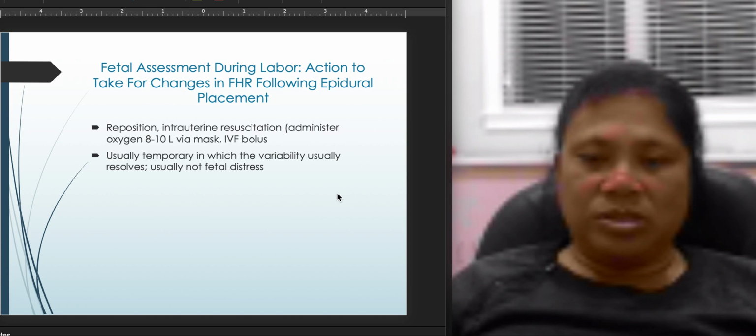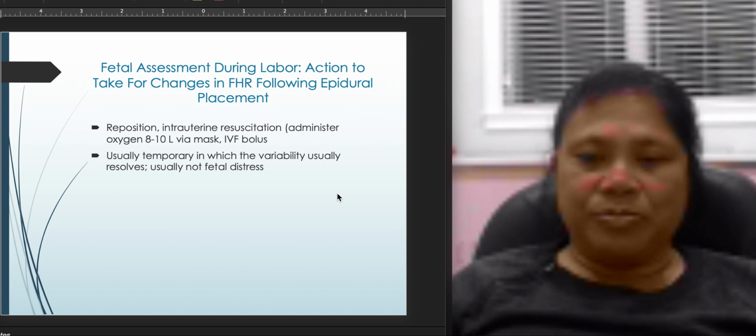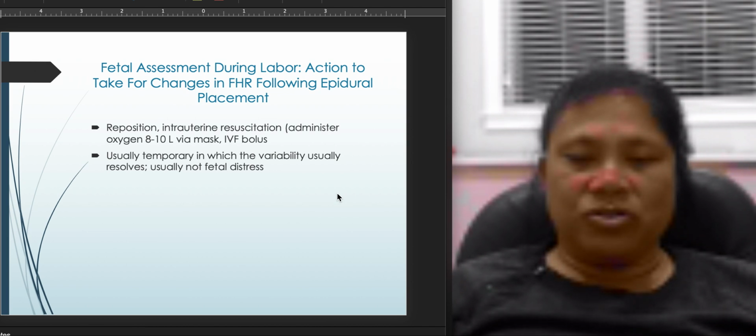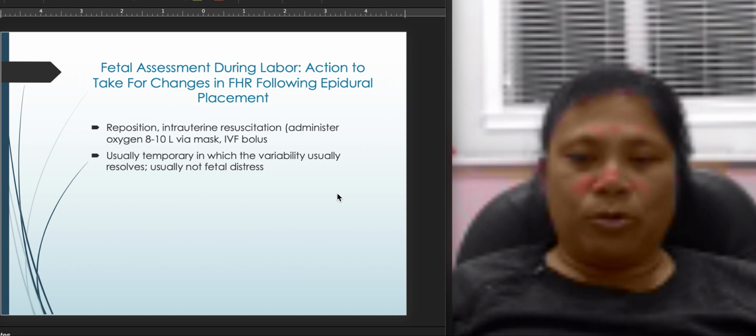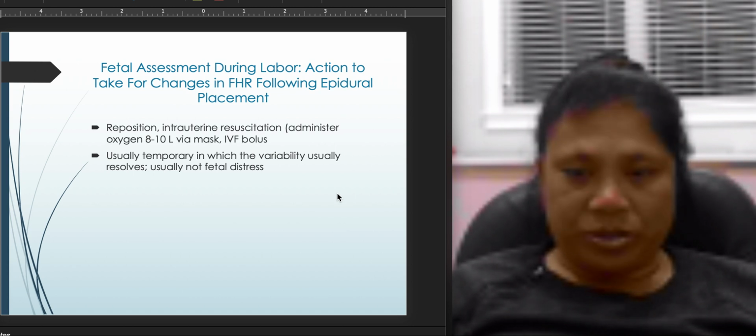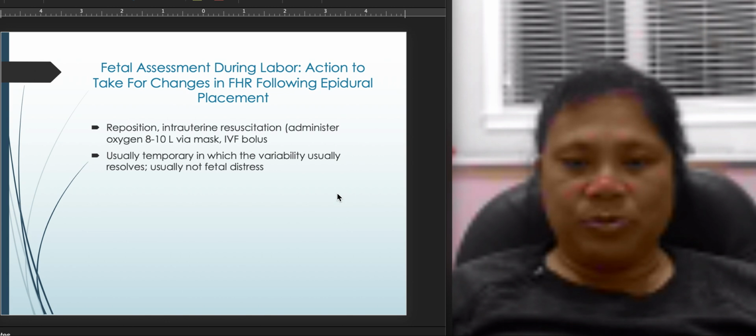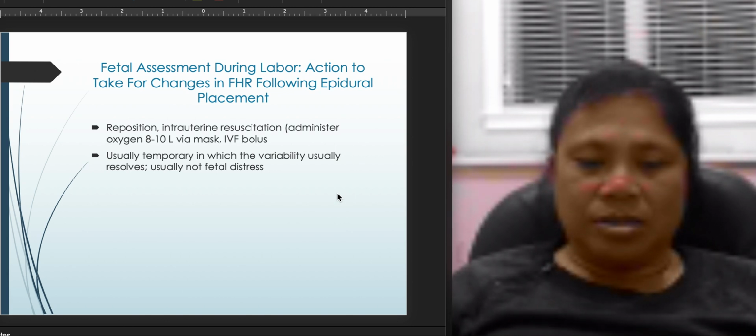So if you do see a drop in the fetal heart rate, you could reposition. And if that doesn't bring the heart rate back up, there are other things as well. We call it intrauterine resuscitation. That involves administering oxygen at 8 to 10 liters via mask, or you might give IV boluses, usually with lactated Ringer's. Again, this is usually a temporary condition for the baby with the variability, and it should resolve itself within minutes.